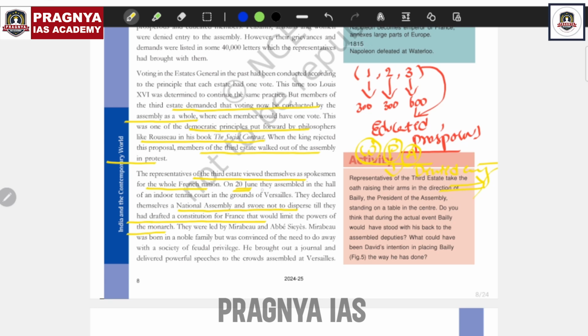What has happened? They gathered in the grounds of the Versailles tennis court, and they declared a National Assembly, and they wanted to draft a constitution for France that would limit the power of the monarch. This is very important.